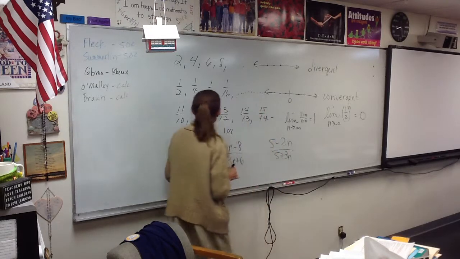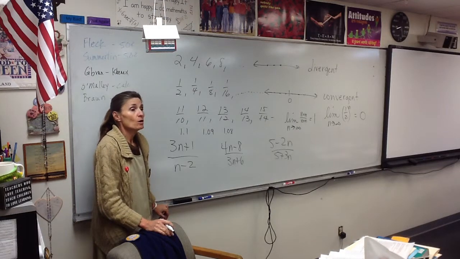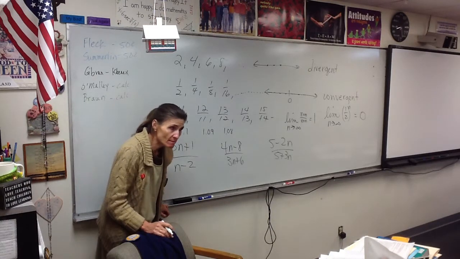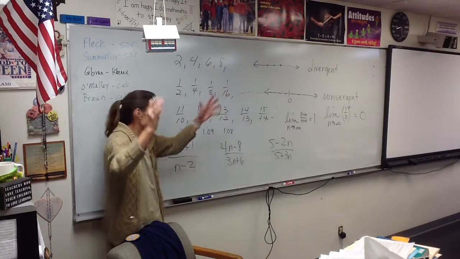Would that be right? Yeah, I think that's right. That has a limit of 1. So it is convergent. If it has a limit, it's convergent. What does divergent mean? No limit. It means it shoots off into space somewhere, somehow.